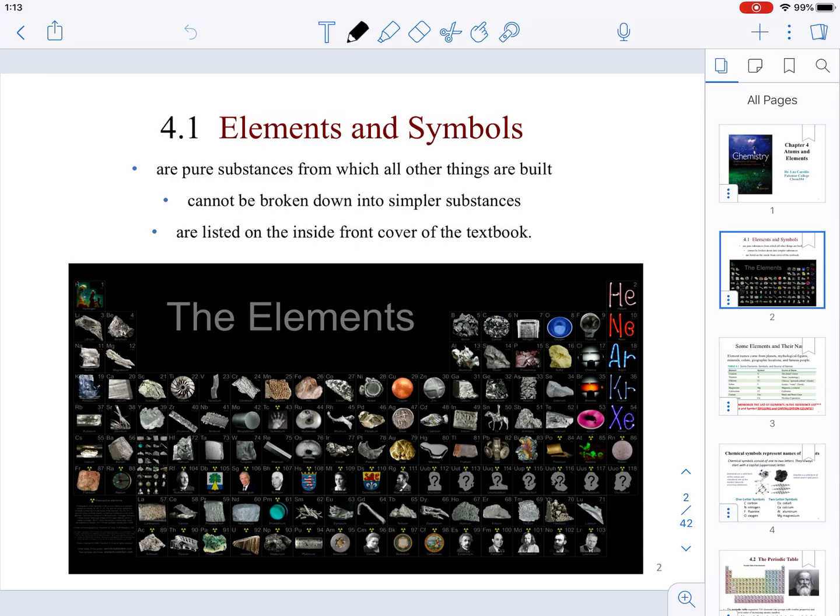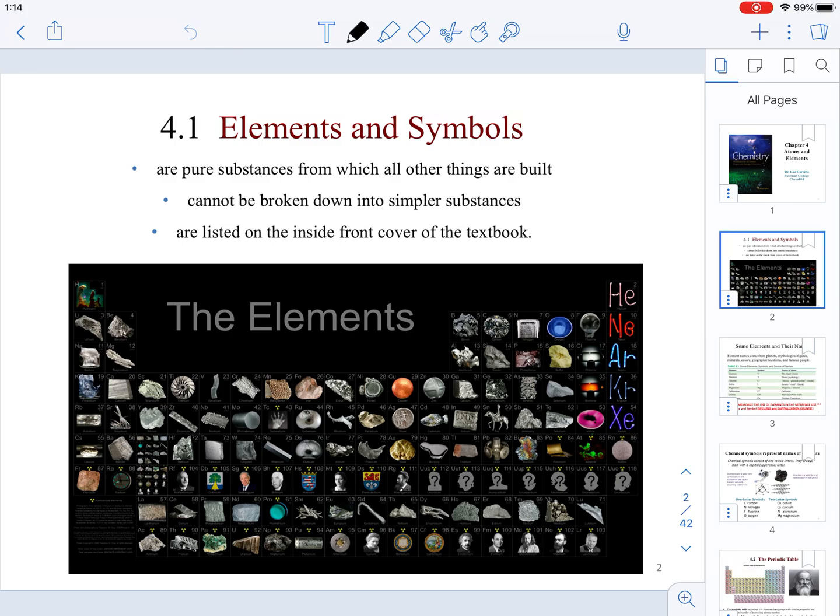Where can we find elements? In the periodic table. Understand that elements, their basic definition is that they are pure substances from which all things are built. So everything that you have surrounding you at this moment is being built by elements combining with one another, or in some instances they are found in pure form. Understand that elements cannot be broken down into simpler substances, and they are listed on the inside front cover of the textbook.